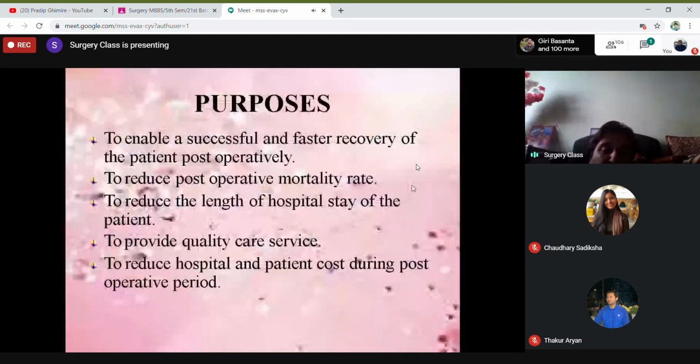So now the post-operative problems. Now you have seen some pre-operative status of the patient, and now the post-operative problems.